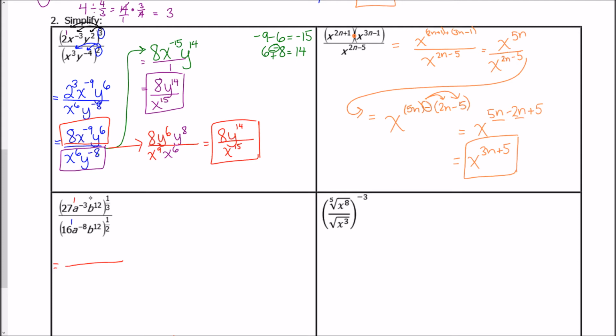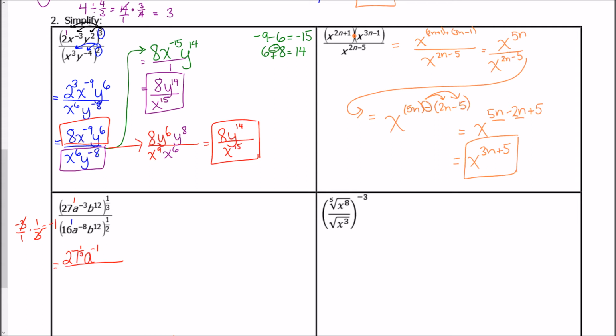So remember, when I have a power raised to a power, I want to multiply my exponents. So 1 times 1/3 is just 1/3. So this becomes 27 to the 1/3 power. And then -3 times 1/3 is -1. So I end up getting a to the power of -1 because -3/1 times 1/3, these 3's cancel out, so I end up getting -1.